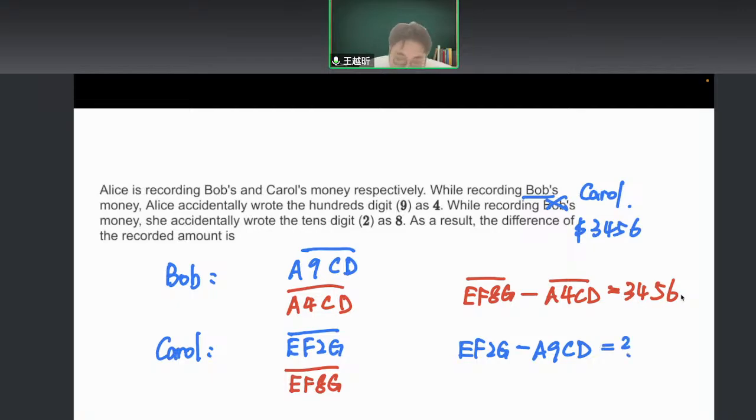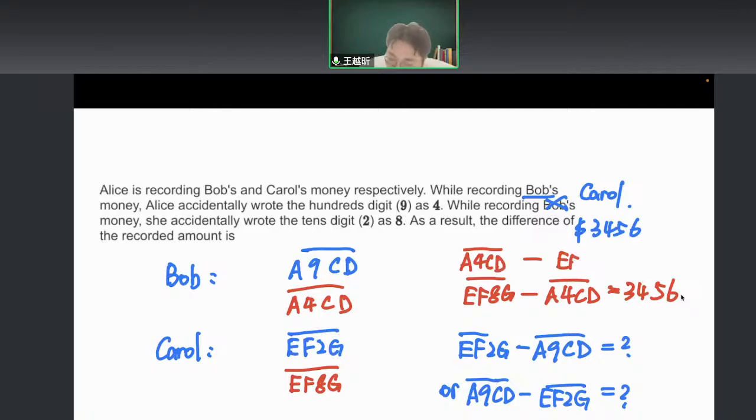Or maybe you need to find out ABCD minus EF2G equals to what? And we don't know who is bigger, right? Also consider A4CD minus EF8G equals to 3456. This one is condition 1, and this one is condition 2.